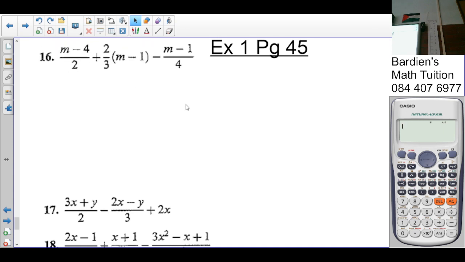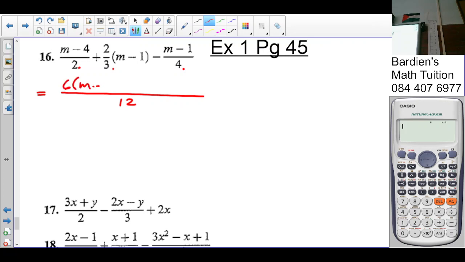Number 16. What's your LCM here? It's 2, 3 and 4. It's 12. So 2 times what is 12? 6. So it's 6 into m minus 4. That must be multiplied by what? 4. Now that 4 multiplied by this 2 is 8. So it's plus 8 into m minus 1. This must be multiplied by what? 3. So it's 3 into m minus 1.